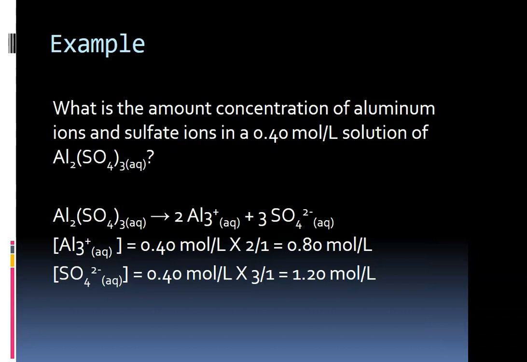For aluminum ions, we take the known concentration of the solution and multiply it by 2/1. The 2 is the coefficient in front of the entity we are solving for, and the 1 is the coefficient in front of the entity that we already know. We will always use unknown over known. To calculate the concentration of sulfate ions, we will use the ratio of 3/1.